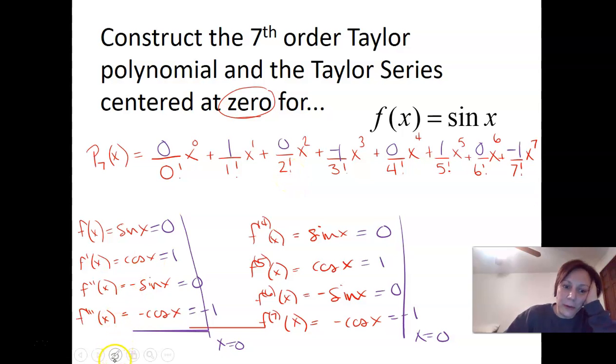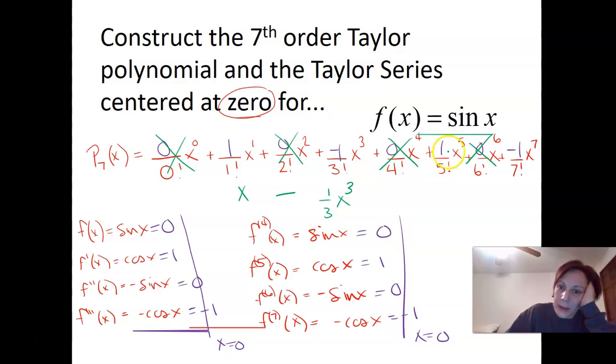Now, you may notice upon close inspection that every other term goes away because it has a 0 numerator. All of the even terms go away. And what we are left with for sine x is, this is literally just an x. This is a minus 1/3 factorial x cubed. This is a positive 1 over 5 factorial x to the 5th. That is a negative 1 over 7 factorial x to the 7th.